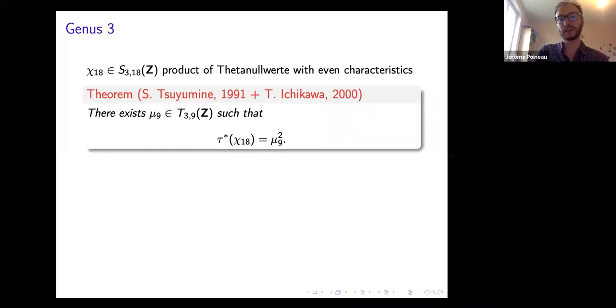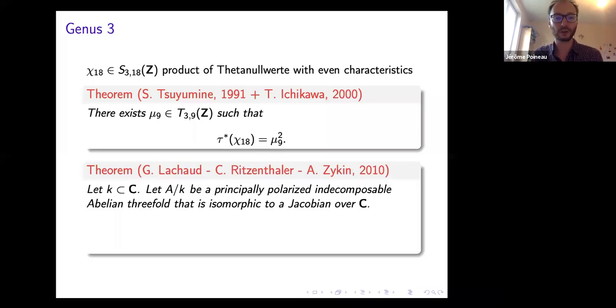And there is a very nice application of this derived by Lachaud, Ritzenthaler, and Alexey Zykin. And it goes this way. So the setting is the following. You look at a subfield K of C, and you look at a principally polarized indecomposable abelian threefold. And you require that this one is isomorphic to a Jacobian over C. And the question is whether it is or not isomorphic to a Jacobian over the smaller field K itself.